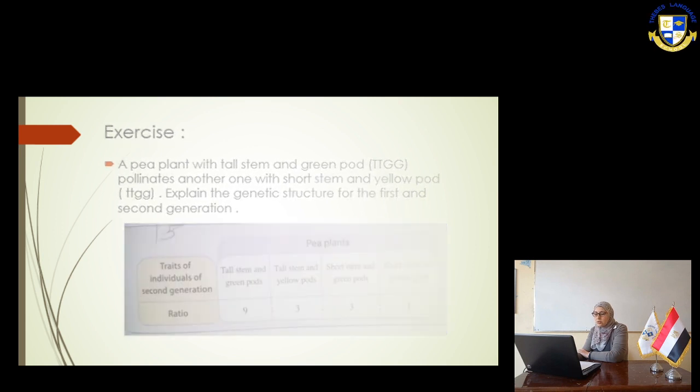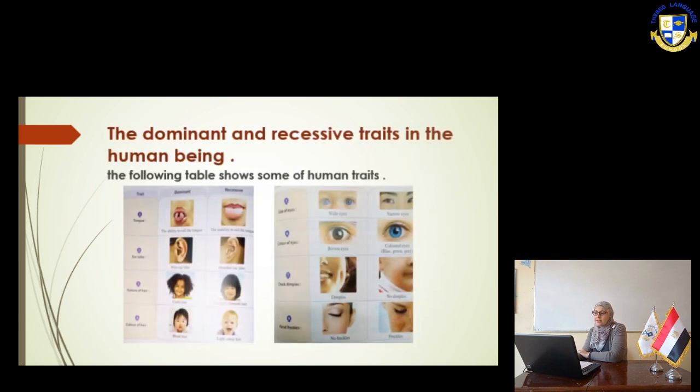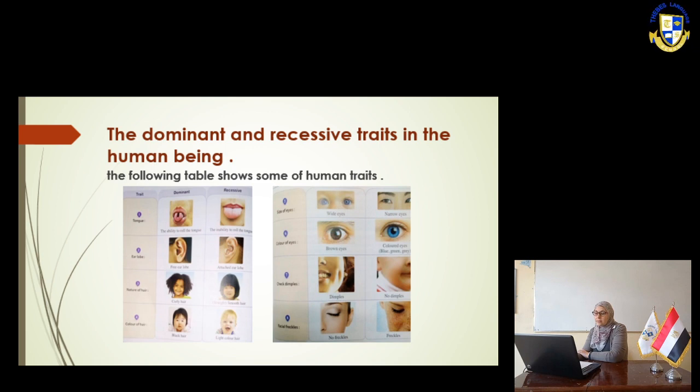Slide number 12. The dominant and the recessive traits in the human being. The following table shows some of the human traits. Here we can see the traits. Number 1, the tongue. The tongue may have the ability to roll or inability to roll. Number 2, the ears. It may be free earlobe or attached earlobe. The hair may be curly or smooth. Also, the hair may be black or light.